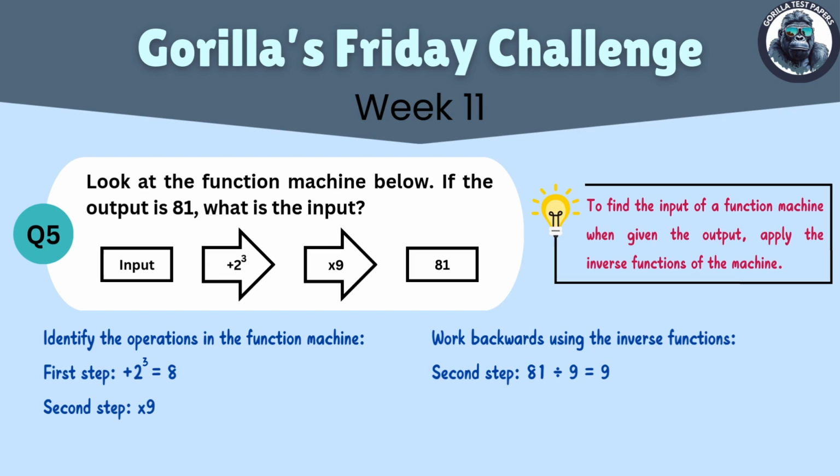And so to reverse this, we subtract 8 from 9, which equals 1. So therefore the input to the function machine is 1. This is the answer for this question.